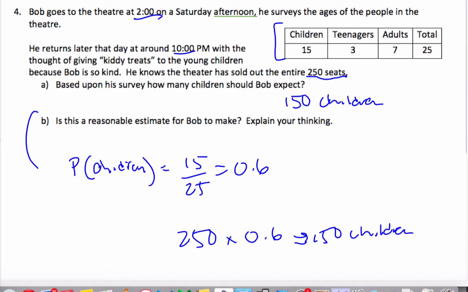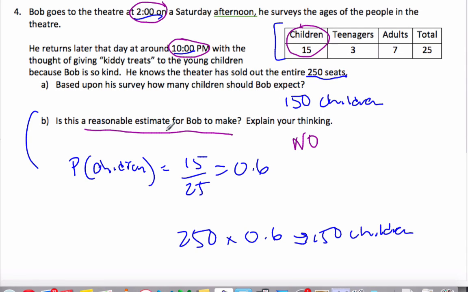Now, part B, the more important question: is this a reasonable estimate for Bob to make? Explain your thinking. Well, I would say the answer is no. And the reason being, at 2 o'clock on a Saturday afternoon, I would expect there to be children at the theater. At 10 p.m., I do not expect the same amount of children proportionally to be in the theater. And so I would think the adults and teenagers would be higher, and this would be significantly less.